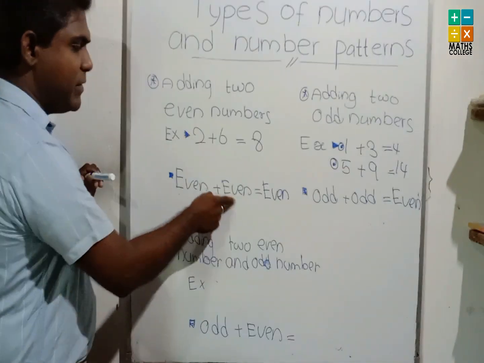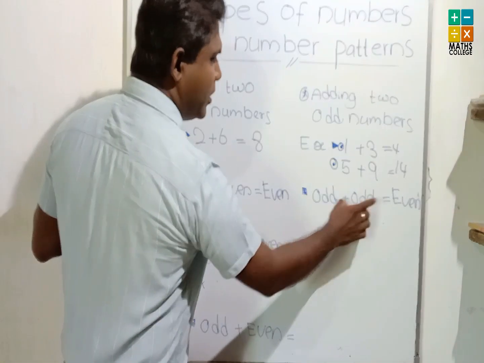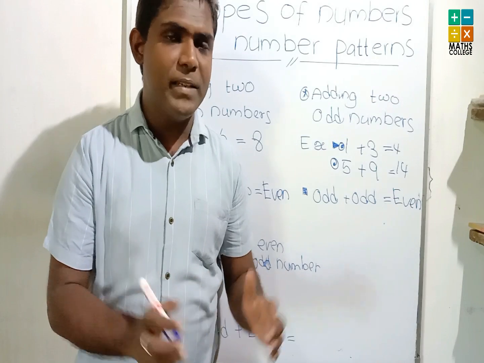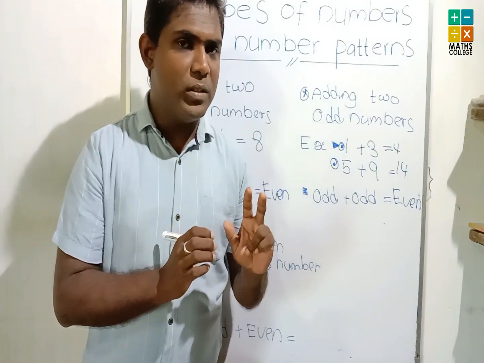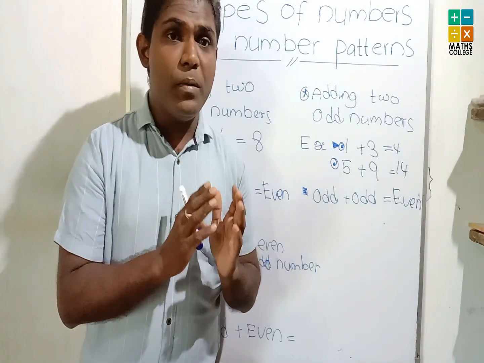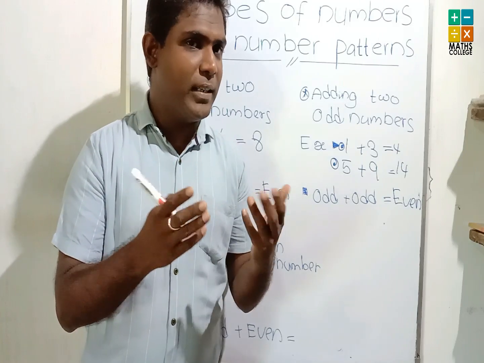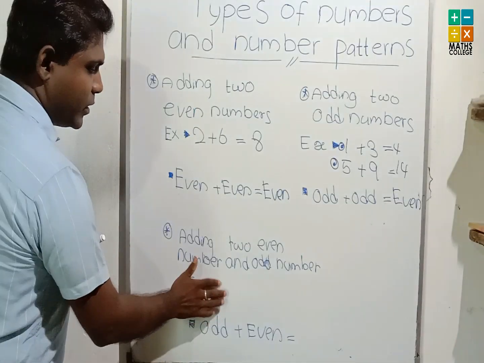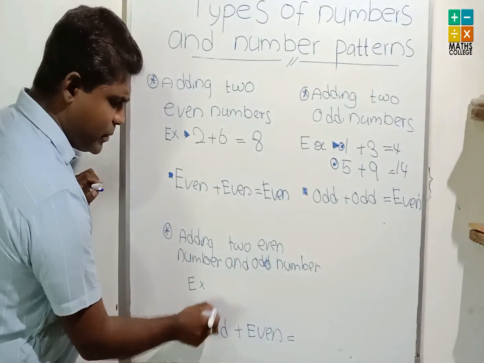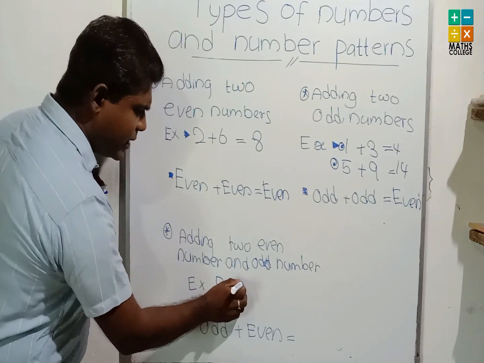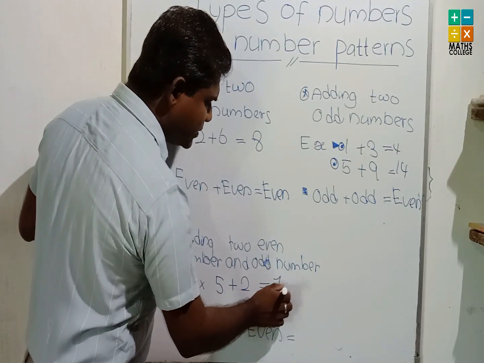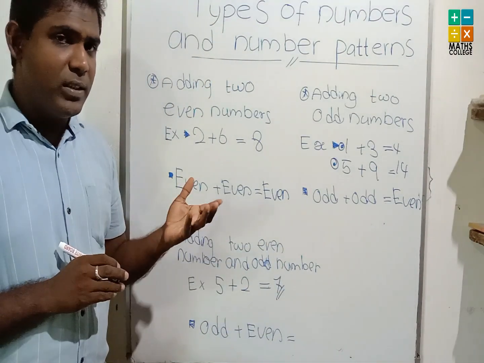Okay. Even, even, even. Odd, odd, even. The sum of two even numbers, the answer is an even number. The sum of two odd numbers, the answer is also an even number. Then we can consider the sum of an even number and an odd number. What happened? We can get an idea by using an example. The odd number here is 5. The even number we can take as 2. 5 addition 2 is 7.